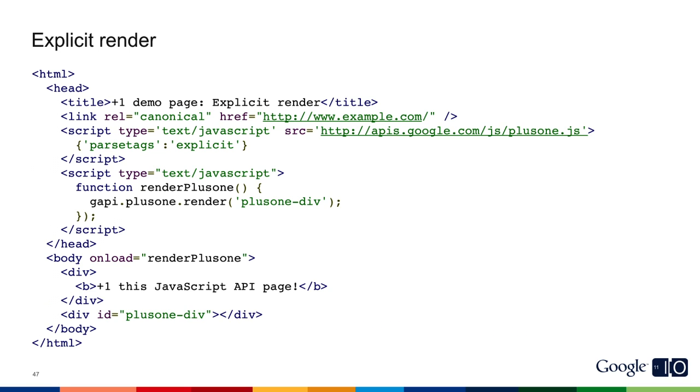And here's another example. This is using render. Notice that the plus one tag is not on the page. Instead, I have a div called the plus one div there, down a third line from the bottom. And I have an onload specified in the body tag. That function calls the .render on that div. Default options, totally works, great.